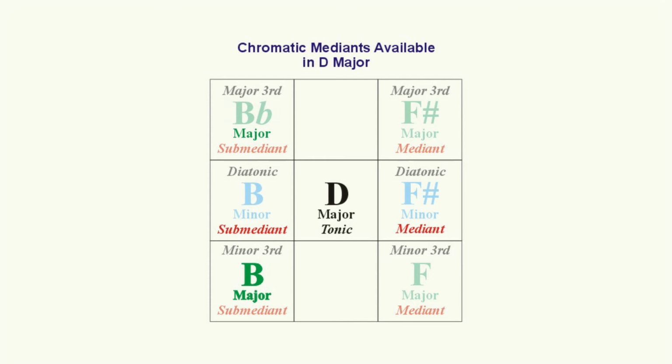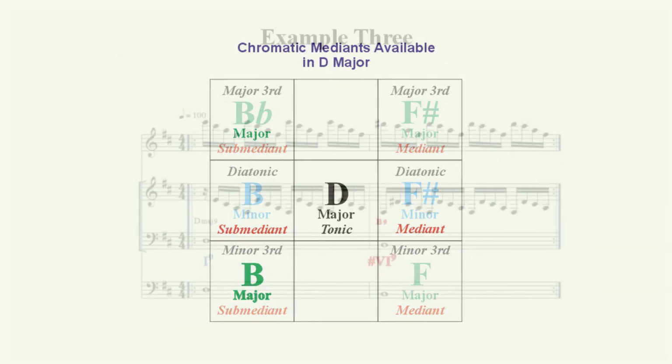Our third example is a repetitive little piece written as background music for a successful video game. It is written in the key of D major, where the diatonic submediant is a B minor triad. The composer has extended the triads to ninth chords, and he has replaced the submediant B minor ninth with a chromatic submediant B major ninth.